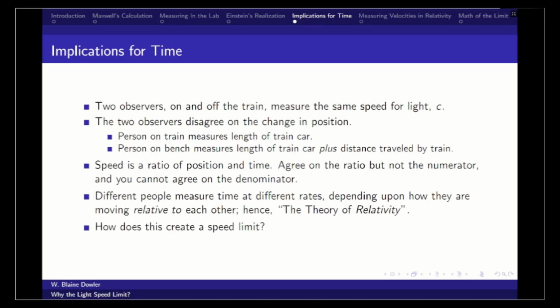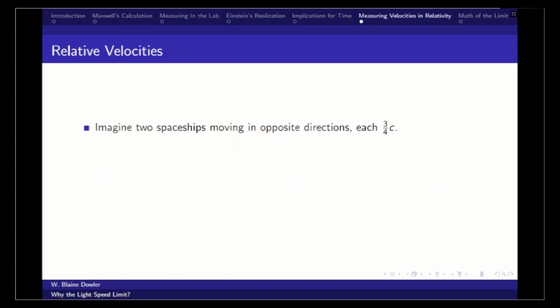So how does this create a speed limit for the universe? Imagine two spaceships moving in opposite directions, each at 3/4 of the speed of light. Your instinct says that each ship would say the other is flying away at 6/4 or 3/2 of the speed of light. Well, that's more than the speed of light.